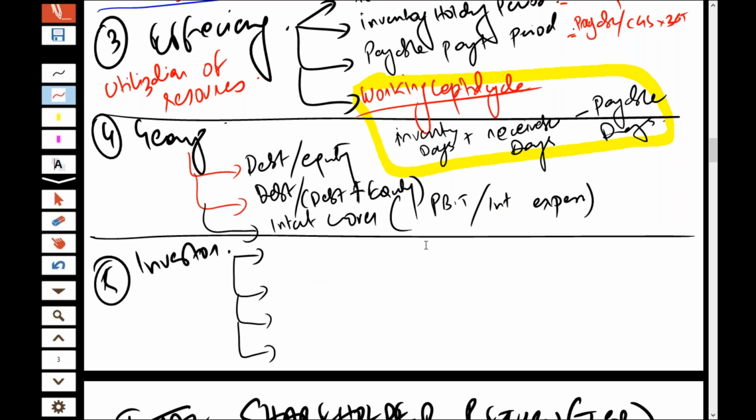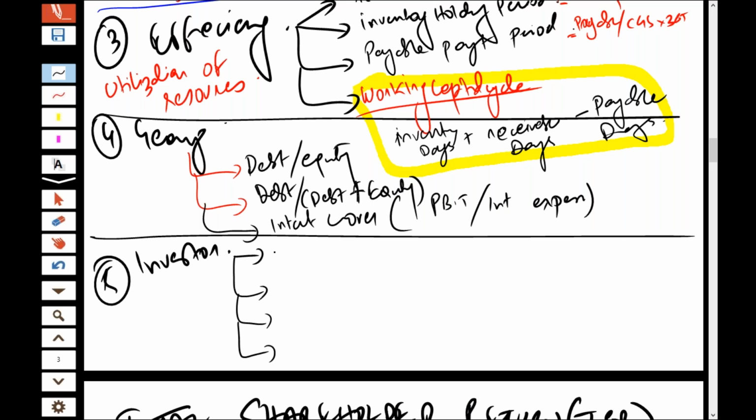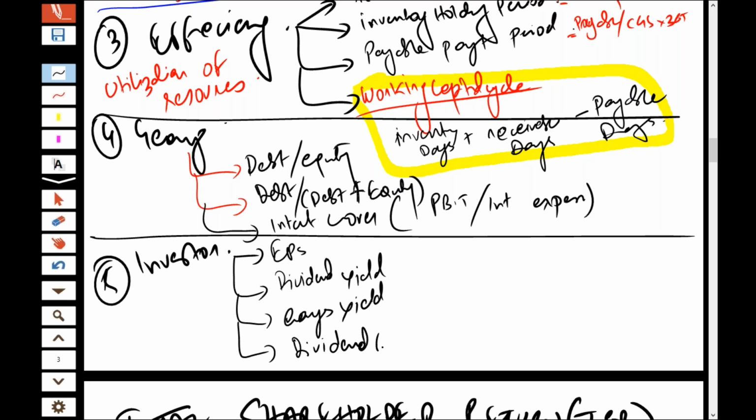Okay, we have got many suggestions. I would like to use different ratios. So we have got EPS. We have got dividend yield. We have got earnings yield. And we have got the dividend cover.